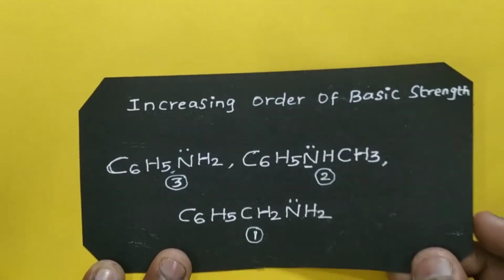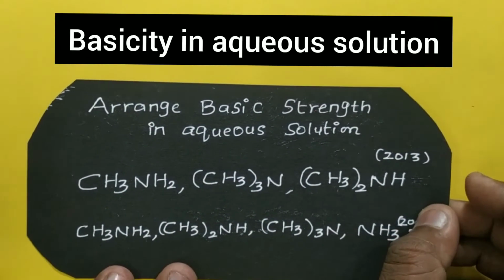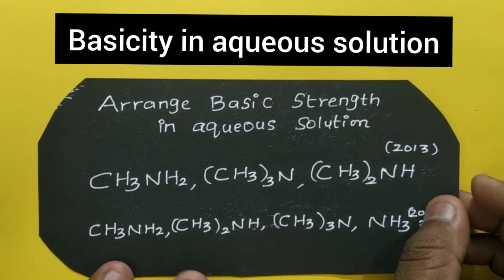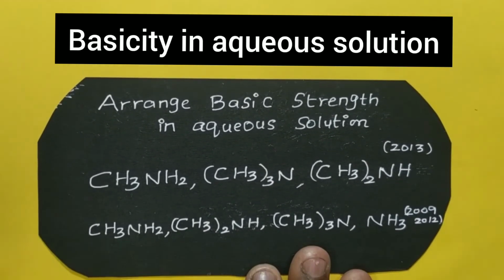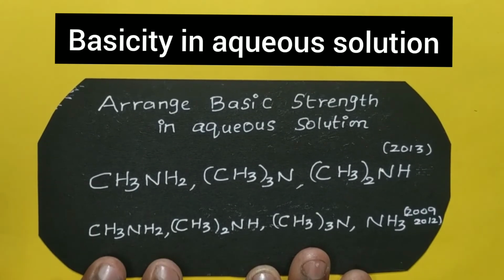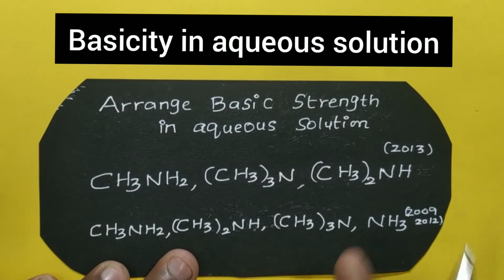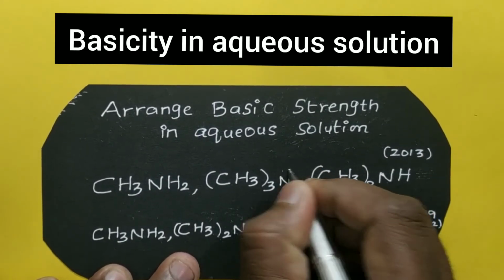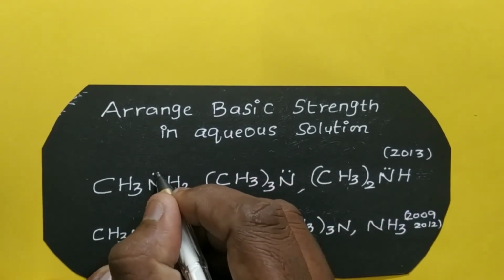Our next question is: arrange the basic strength in aqueous solution. In aqueous solution the basicity changes. In what way does it change? You just look, in aqueous solution the steric hindrance plays a very important role. As we know, the basic strength is nothing but the maintenance of electron cloud on nitrogen.